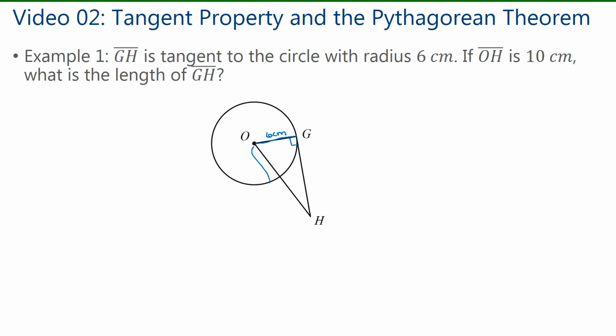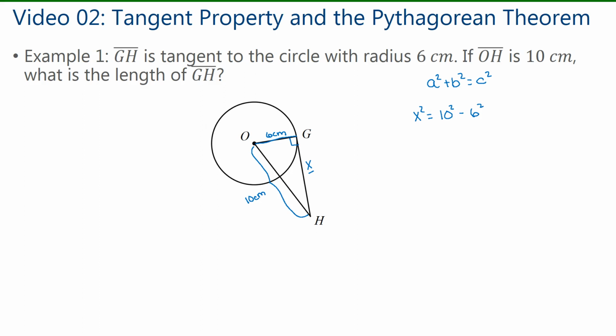Now OH, this line segment here, is 10 centimeters, and we're looking for GH, the length of the tangent. If we have a right triangle and we're looking for a side length, we can use the Pythagorean theorem, which says that a squared plus b squared equals c squared. If we're looking for a leg, like in this case, we start with the leg squared and set that equal to the hypotenuse squared minus the leg squared.